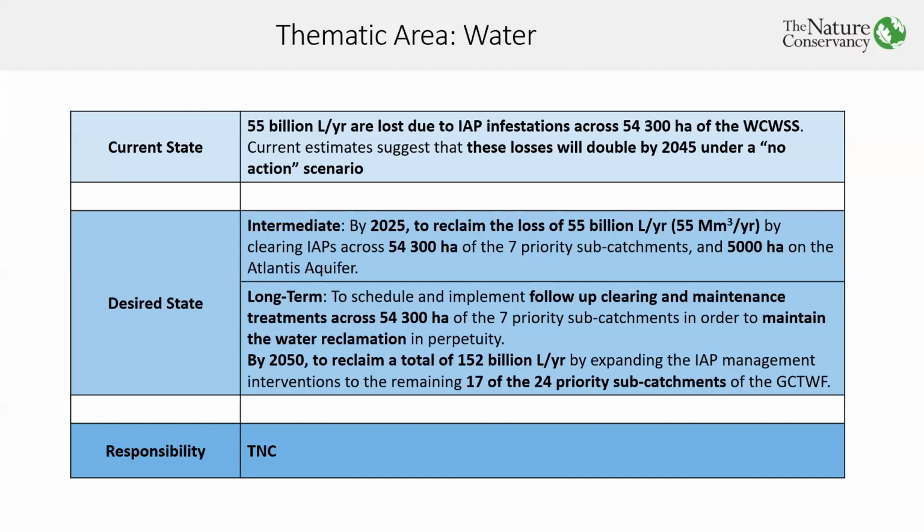So we then identified an intermediate desired state, and that is that by 2025, we aim to reclaim the loss of this 55 billion liters by clearing the invasives across the 7 priority subcatchments, and also clearing invasives on about 5,000 hectares on the Atlantis aquifer. And then we set ourselves a long-term goal, which is to schedule and implement follow-up clearing and maintenance treatments. That is very important, because the clearing is not a once-off activity, but includes maintenance and follow-up. So we would have to include this follow-up clearing and maintenance across the 7 priority subcatchments in order to maintain the water reclamation, so our efforts don't go to waste.